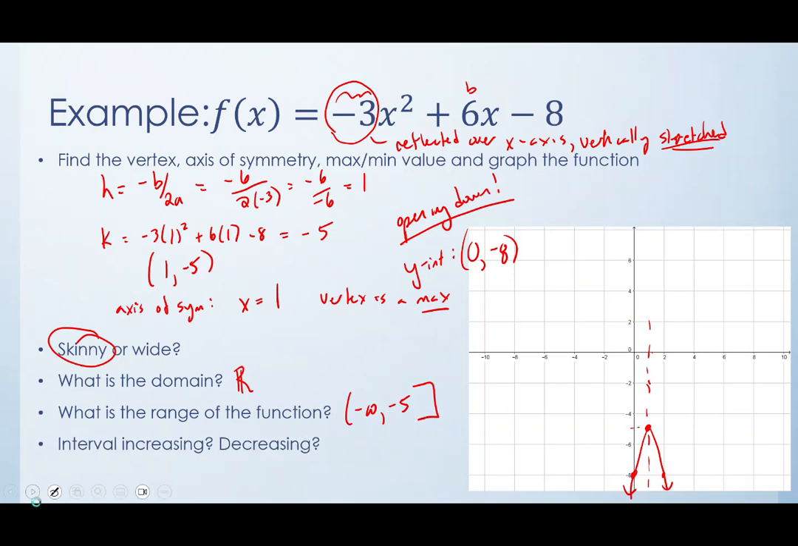Where is it increasing or decreasing? Well, this time we are increasing on the left side, because remember we read these left to right. So increasing from negative infinity to 1, and decreasing from 1 to infinity, because remember these are x intervals that we're giving here.